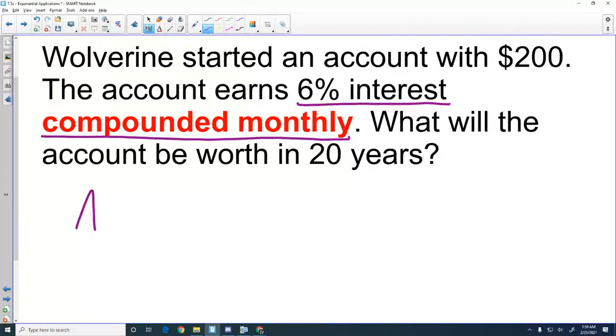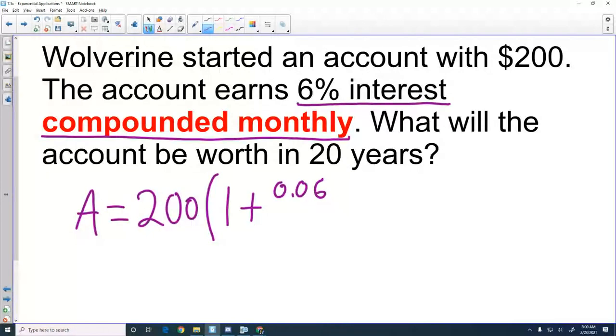So A equals, the principal amount is 200 times 1 plus R. 6% as a decimal is 0.06 divided by N. How many times will this interest kick in over the course of a year if it's compounding monthly? How many months are in a year? 12. So we would have to divide that 6% by 12.